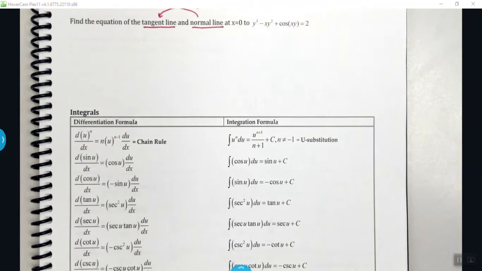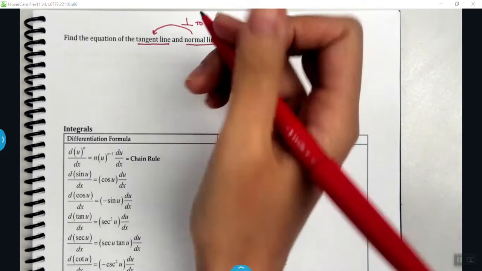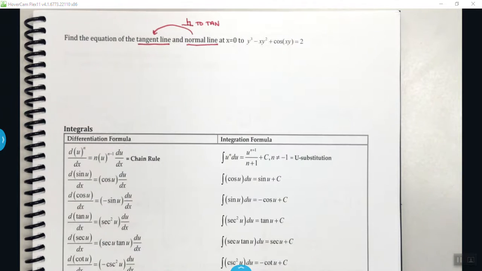Okay, so, Mary, what did you write? Can't see it. Perpendicular to tangent. This is a perpendicular symbol.